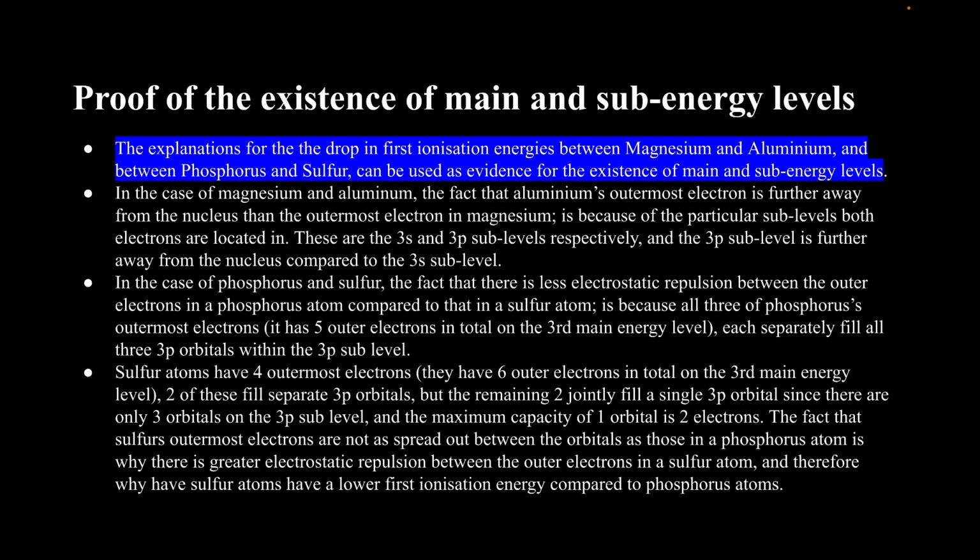The fact that sulfur's outermost electrons are not as spread out between the orbitals as those in a phosphorus atom is why there is greater electrostatic repulsion between the outer electrons in a sulfur atom, and therefore why sulfur atoms have a lower first ionization energy compared to phosphorus atoms. So again, the explanations for why there's a dip in first ionization energies between magnesium and aluminium and between phosphorus and sulfur can only be explained using sub-energy levels, orbitals, and main energy levels. There's no other explanation, hence why we can use this as proof of the existence of main and sub-energy levels.